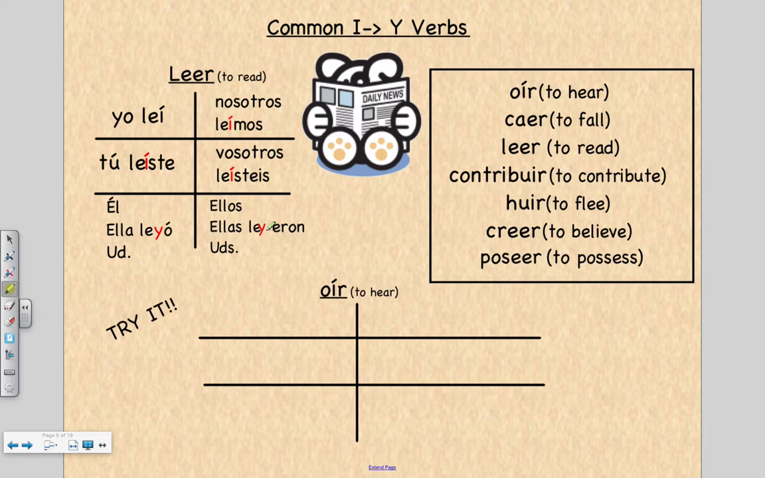Now, on the previous slide I mentioned UIRs, such as contribuir and huir, don't do this. What I'm talking about is this accent right here. In UIR verbs, they are not going to have an accent right there, okay? The UIRs, these two, or anything else that falls into this category like distribuir, will not have the accents, but they will have the Ys. Try oír, it just might appear as a bonus on a homework quiz.